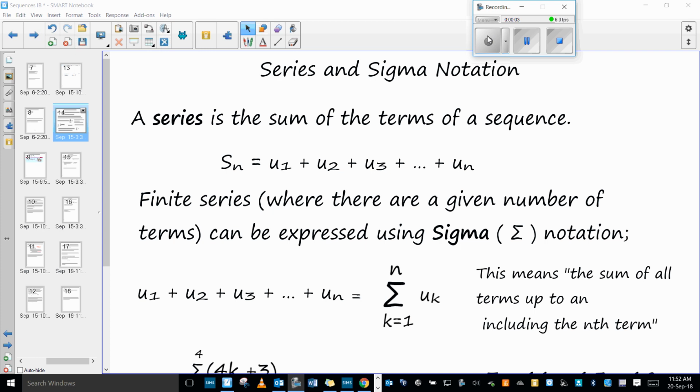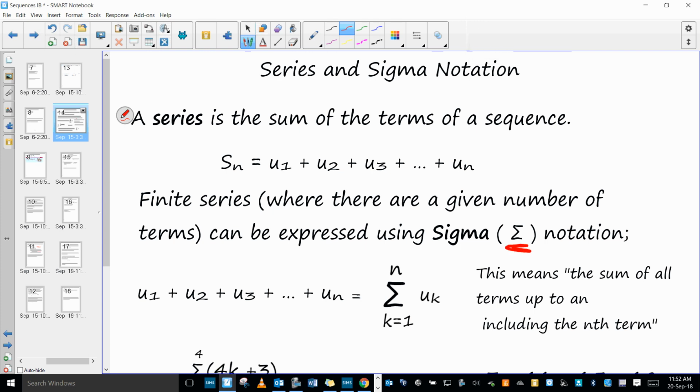Sigma notation is this big E. Okay, I think it looks like a big E, personally, anyway. That's a sigma sign, so that indicates that we're finding the sum of terms. It's just another way of showing that it's the sum of.